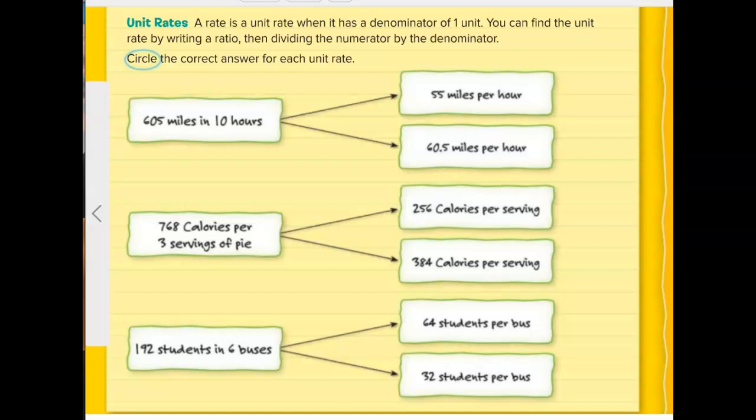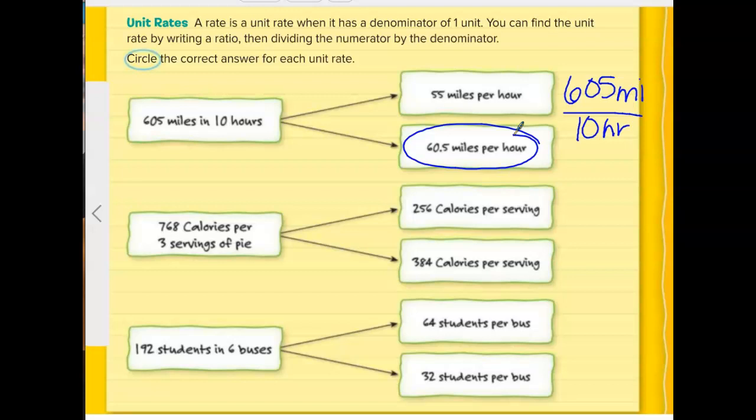Okay, so first of all, in a fraction, which is the numerator, the top or bottom? The top, so then the denominator is the bottom. Okay, so if I was to write this as a unit rate for the first one, I would have 605 miles per 10 hours. I want to know how many miles in 1 hour. So I would take my numerator and divide by my denominator. So when I take 605 and divide by 10, what do you get? 60.5. So that would be your correct answer.